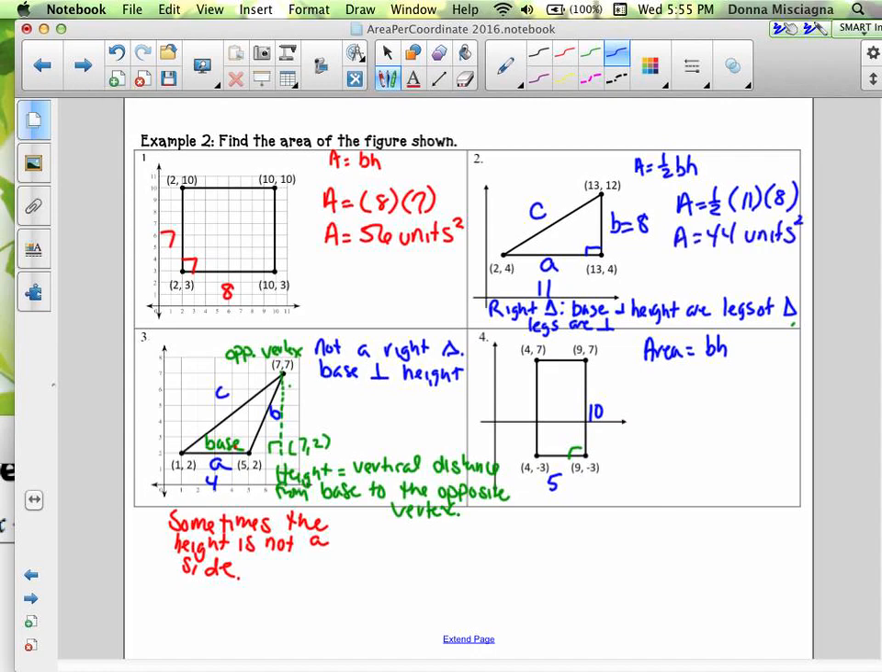Let's do the other easy one, which is the rectangle right below it. Again, the base and height are perpendicular to one another. So our area is just going to be 5 times 10, or 50 units squared.